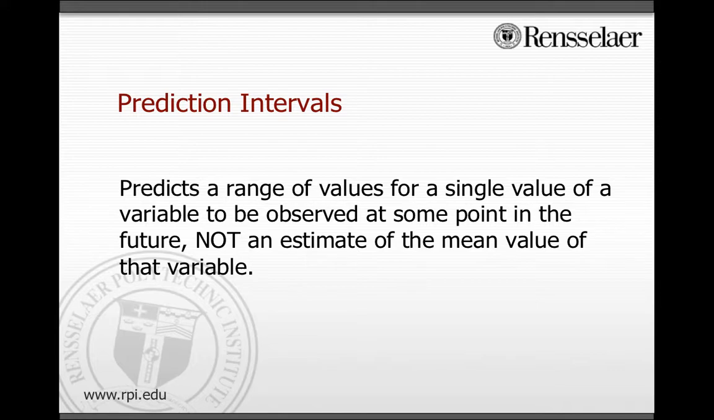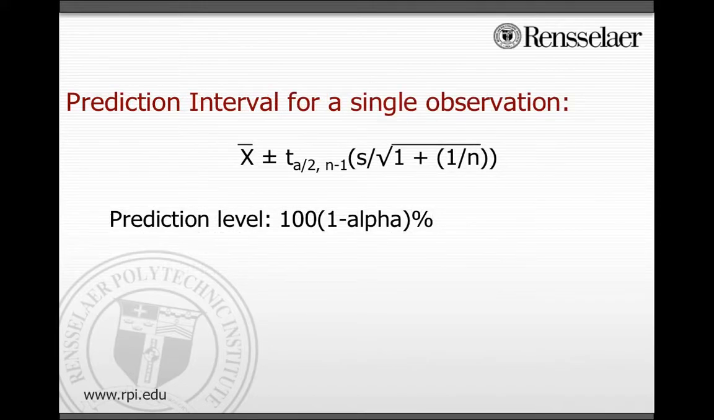So the formula for a prediction interval for a single observation from a normally distributed variable looks like this. It's a little bit more involved than the confidence interval formula. Again, you're using the sample mean, the t-score of alpha over 2 and n minus 1, the sample standard deviation, and the sample size n.